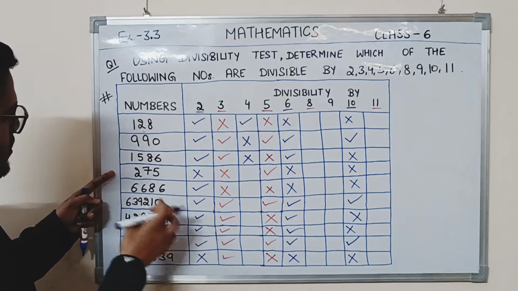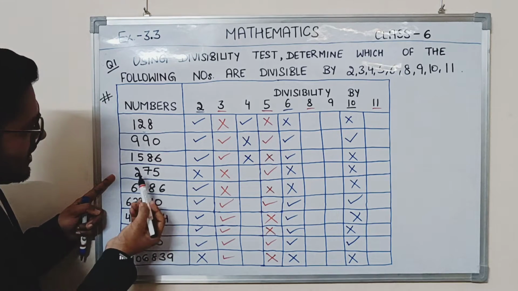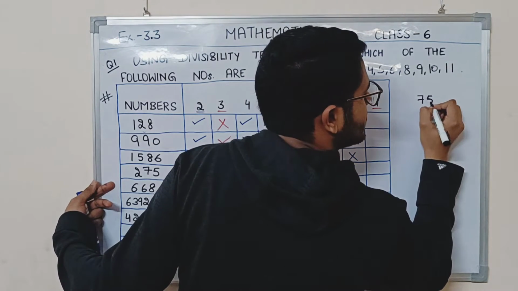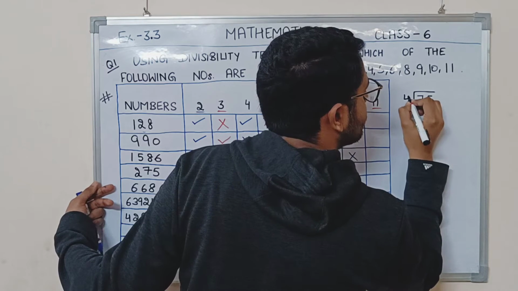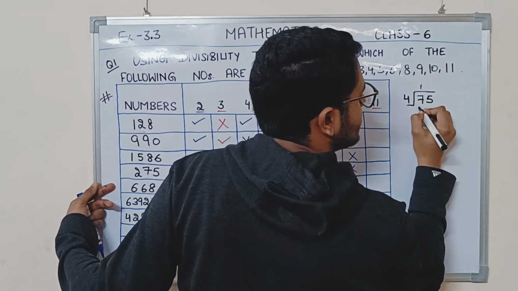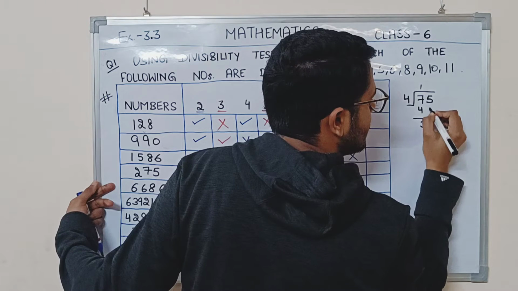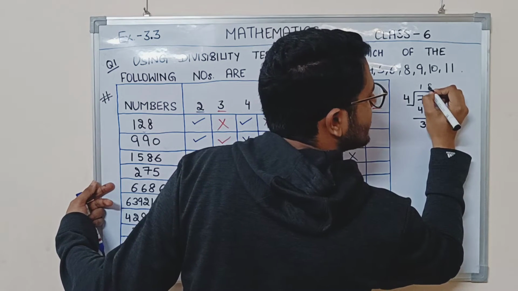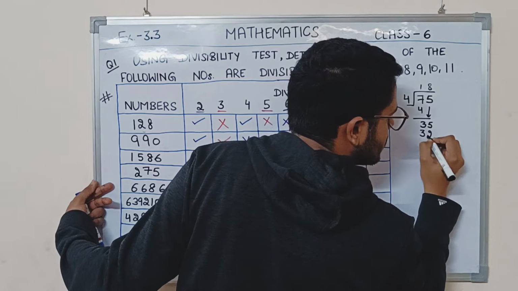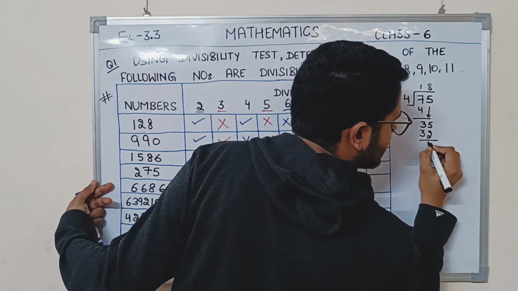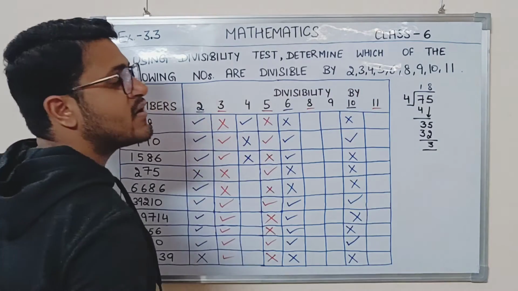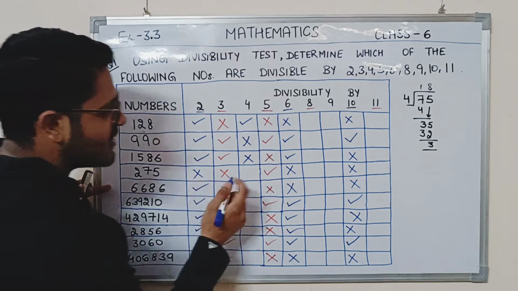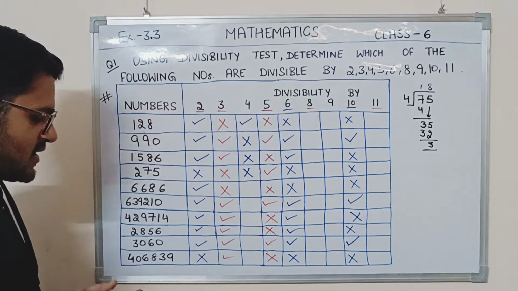Next is 275. So the last 2 digits will be 75. Now we will check whether 75 is divisible by 4 or not. 4 ones are 4, remaining 3, 5, 4 sevens are 28 and 4 eights are 32. Now 3 remaining, right? So this 75 is not divisible by 4, therefore this whole number 275 is also not divisible by 4.